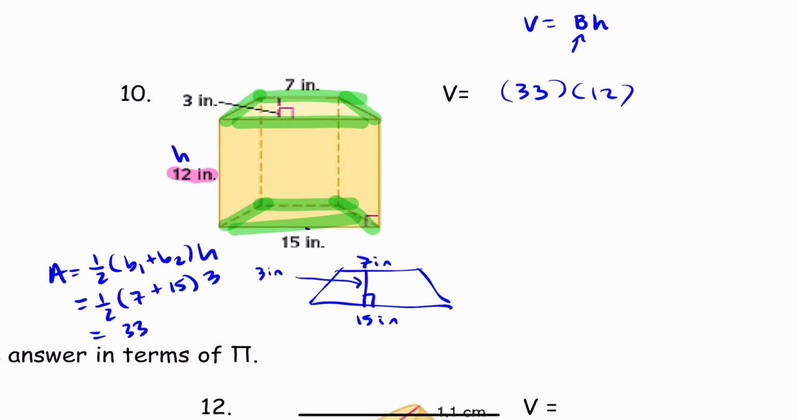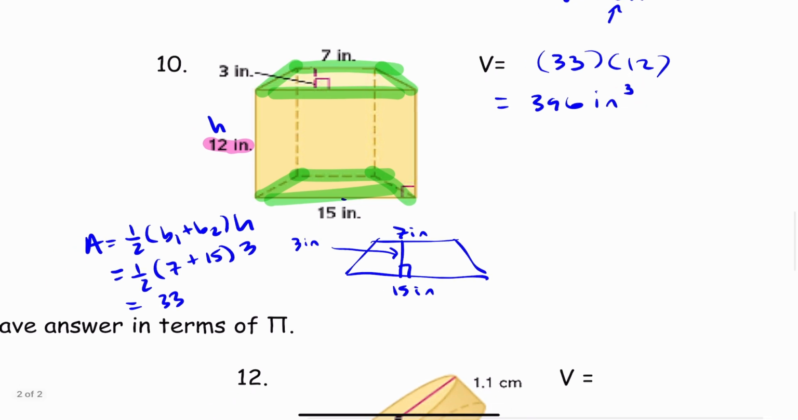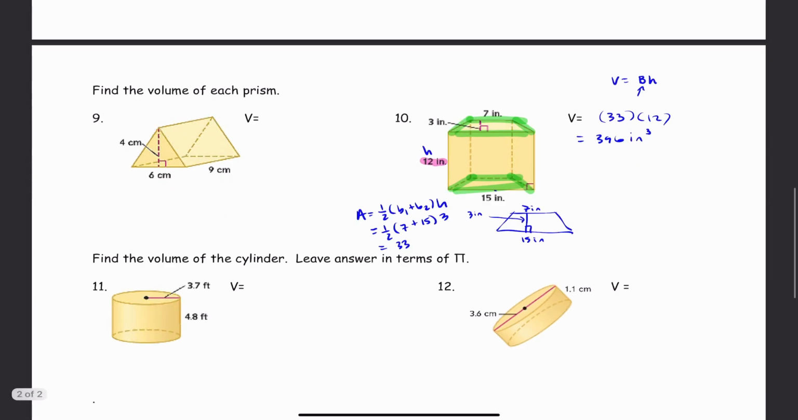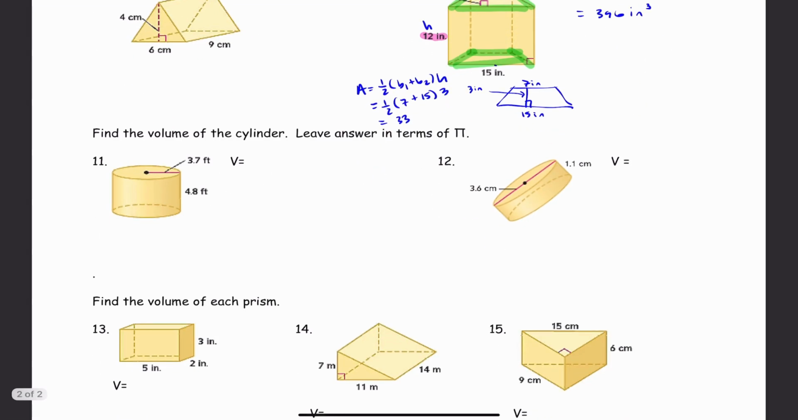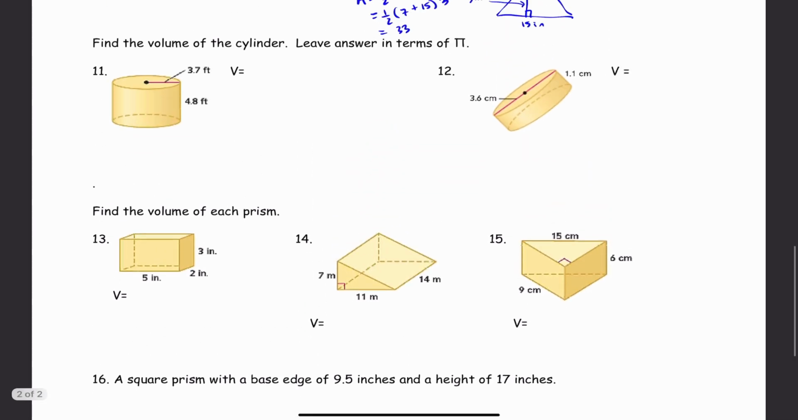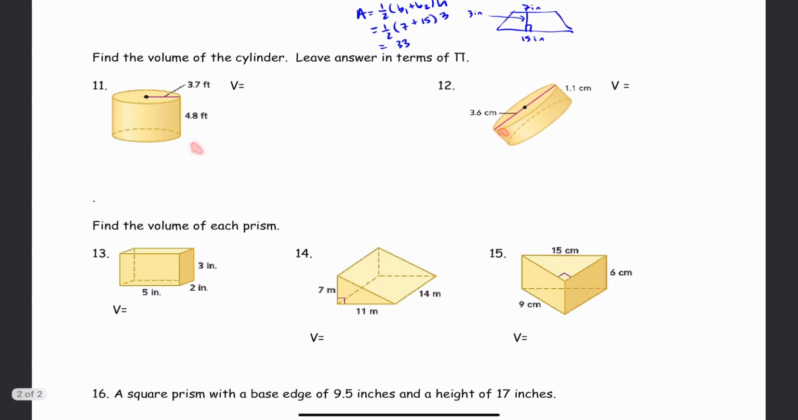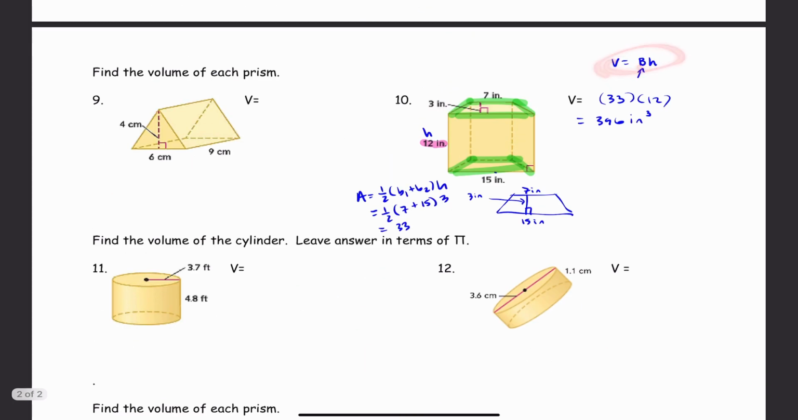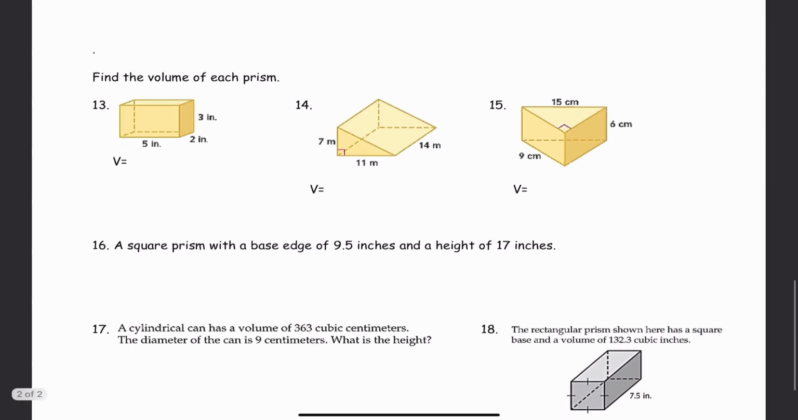So you get 396 cubic inches, because since we're dealing with volume, your unit must be cubed. And then number 9, I'll let that be an exercise for you to do. And then, let's see. Okay, so 11 and 12, again, you're using that formula. Volume is equal to the area of the base multiplied by the height of the prism.